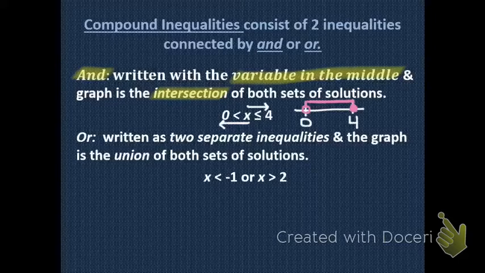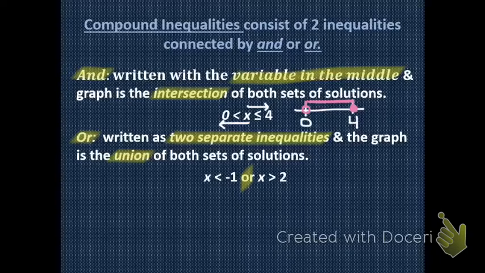Now, let's look and dissect the or problem. Or, the compound inequalities with or are written as two separate inequalities, and the graph is the union of both sets of solution. So this one is more what we've been seeing, because if you look at the example I've given you, right smack in the middle of the two inequalities is the word or. And every single time you write me a compound inequality that has or, or is going to be in your answer. Now, do you see on the left, that's x is less than -1, or x is greater than 2.